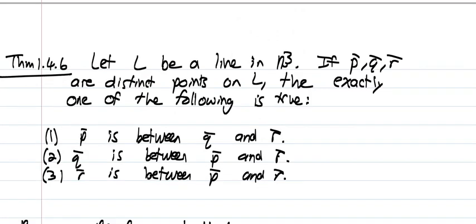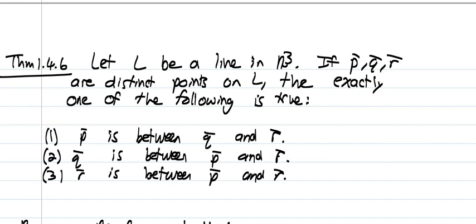All right, now for a theorem. So let L be a line in 3 dimensions, so a straight line in 3 dimensions. And if P, Q, and R are 3 distinct points on line L, then exactly one of the following is true: either P is between Q and R, or Q is between P and R, or R is between P and Q. And we know this from our human intuition.